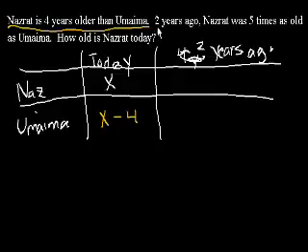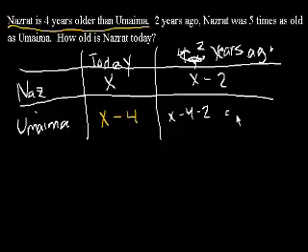Now we go into the past. So 2 years ago. If Naz is X today, how old was she 2 years ago? Well, she was X minus 2. That makes sense. If I'm 10 years old today, 2 years ago I'd be 8 years old. And if Umama is X minus 4 today, then 2 years ago she'll be 2 less than that. So she'll be X minus 4 minus 2, and that equals X minus 6. And notice that she is still 4 years younger than Naz, or Nusrat.